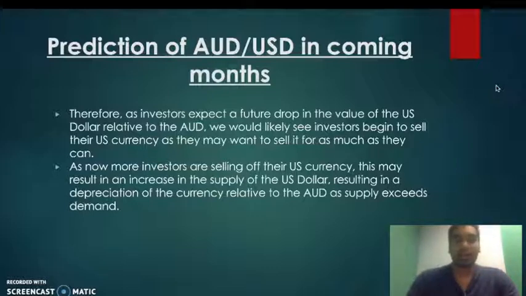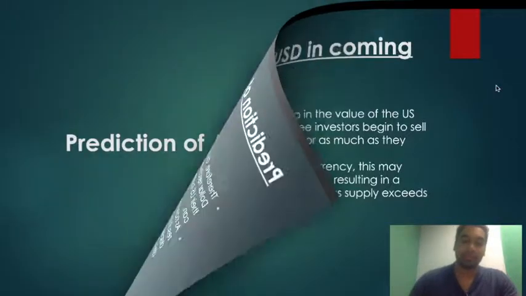Because investors are expecting a drop in the US dollar in the future, we would likely see investors selling US currency in order to retain a certain margin of profit. Due to the influx of US dollars, supply of USD will increase, resulting in a depreciation of the currency relative to AUD as supply exceeds demand.